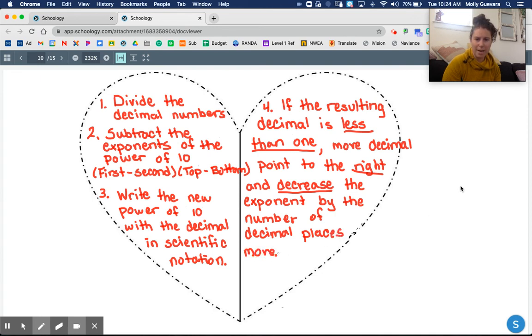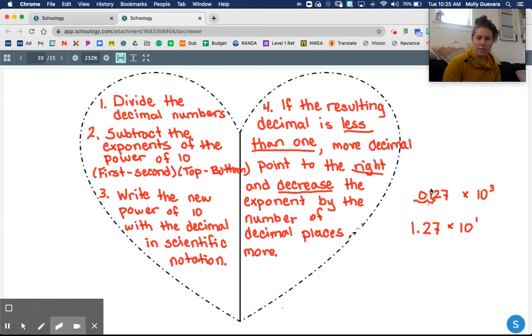So again, if I get my answer like 0.0127 times 10 to the third, I can't have that because it's less than 1. I would have to move it 2 places to make it 1.27, because that is greater than or equal to 1 and less than 10. And because I moved it 2 decimal places, I would have to subtract 2 from the exponent, which gives me 1.